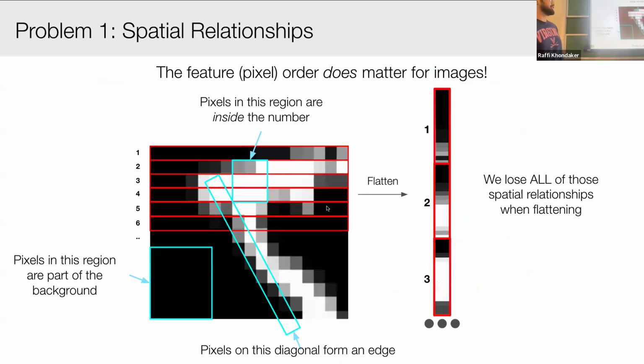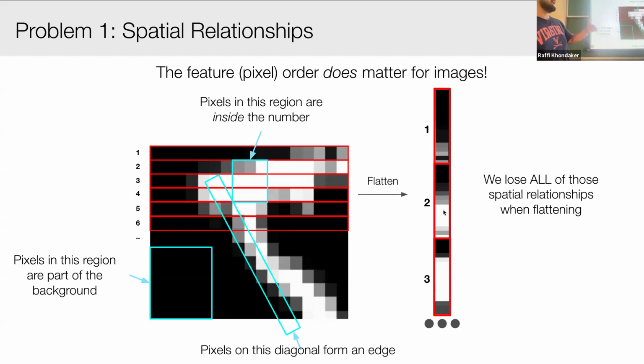But as you can see for images, I've highlighted some features. Each pixel will be sent as a feature to a neural network, right? When you flatten, you completely lose that relationship, right? For example, if you look at this box, you could say that all pixels in that region are inside the number 5, right? All pixels in this region are part of the background. So the pixel's location in the picture matters, right? And all pixels on this rough diagonal form an edge, right?